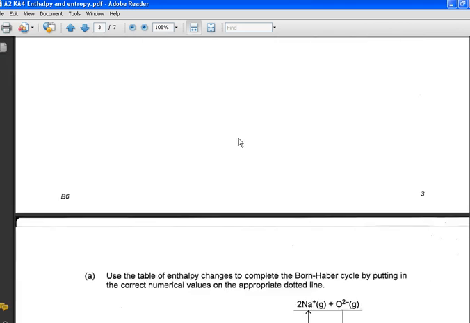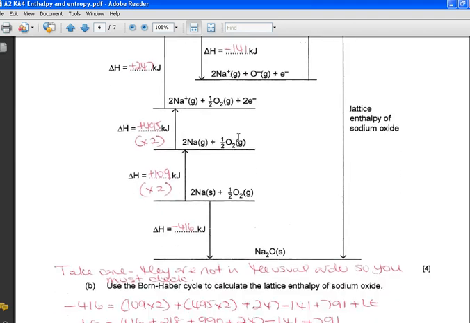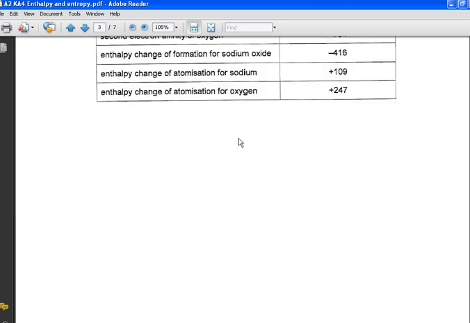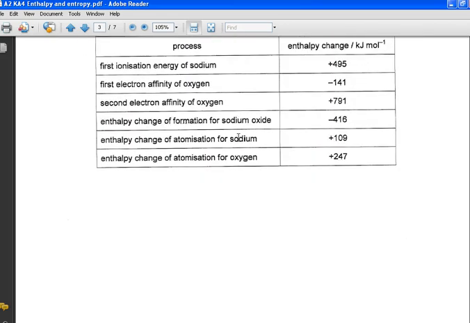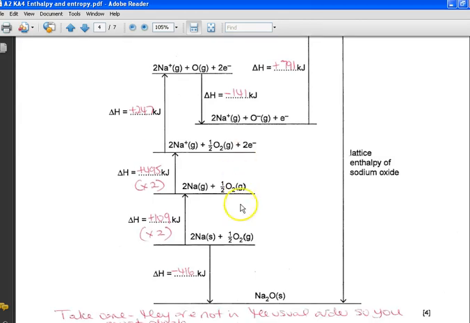Right, so again here, you had to complete this Born-Haber cycle given information in this table. Now the crucial thing here that some of you didn't do is you didn't actually look to see what was the enthalpy change that was taking place. So here we've got sodium solid forming a gas, so that's atomization of sodium.